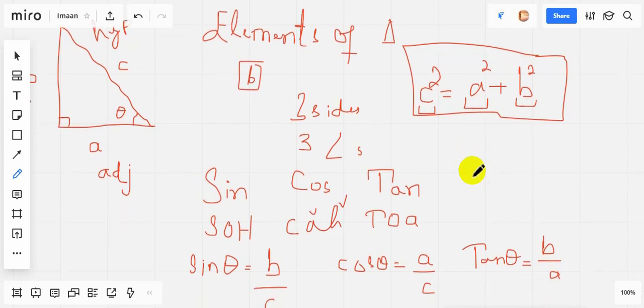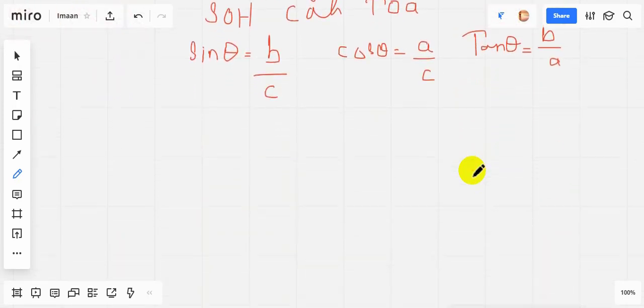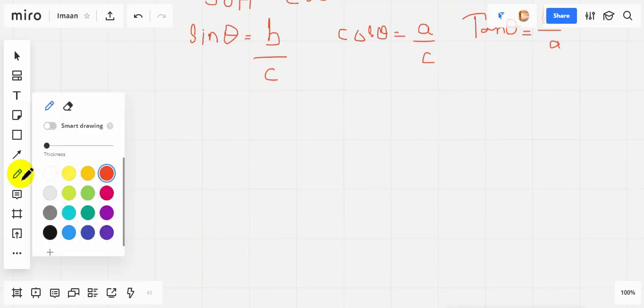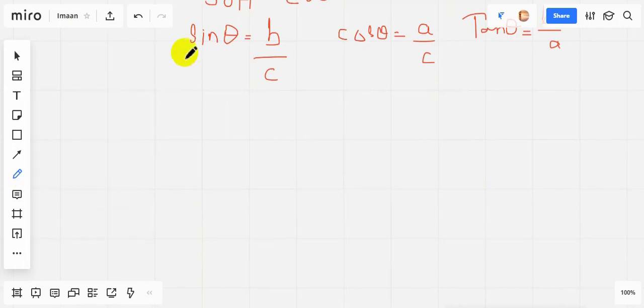Okay, so now let's get to proving. So in order to prove the Pythagorean theorem, we use these two functions, sine and cos. So let's take these.